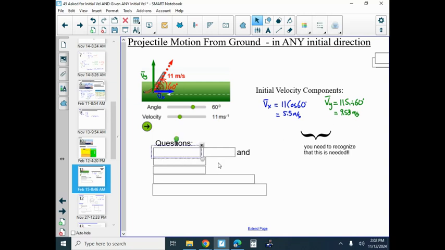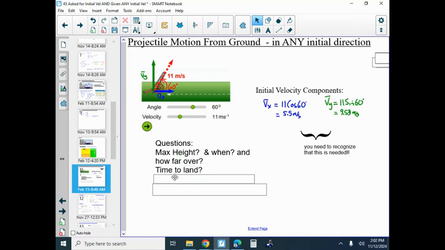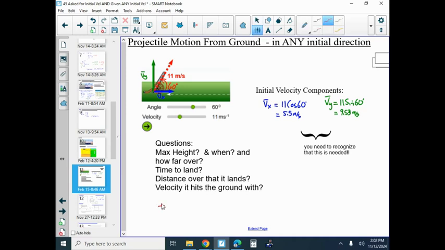Typical questions in a situation like this, what are some things you'd wonder about? You launch it at 11 meters per second. Clearly, how high does it go? How long does it take to get there? How far does it land? And all sorts of things, right? So maximum height, when it gets there, how far over it lands, how long it takes to land, maximum height and how far over it was when it was at maximum height. These are all things we can figure out. And the velocity it hits the ground with as well, just like when we did the horizontal projection stuff. Those are your classic questions. We could even add an extra question, like, when is it at 5 meters or something like that?